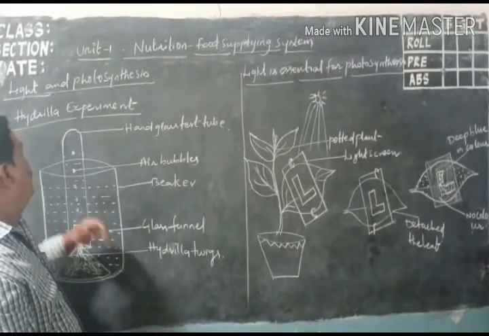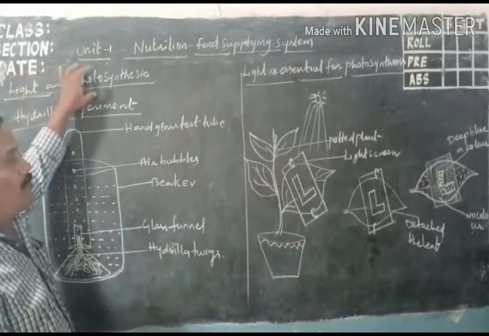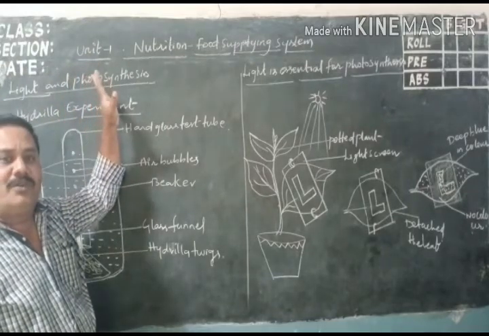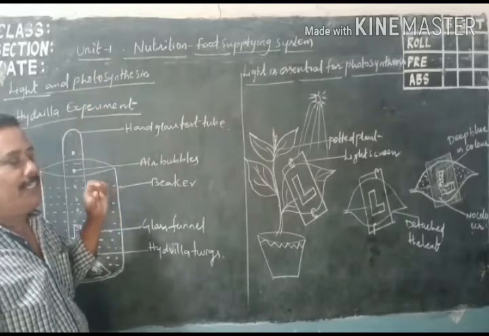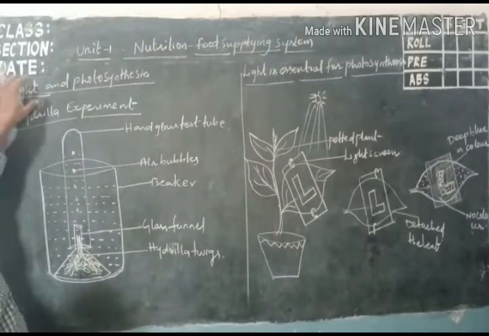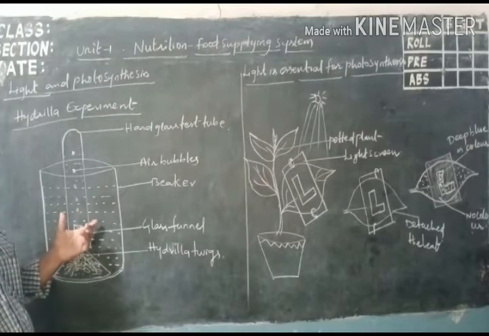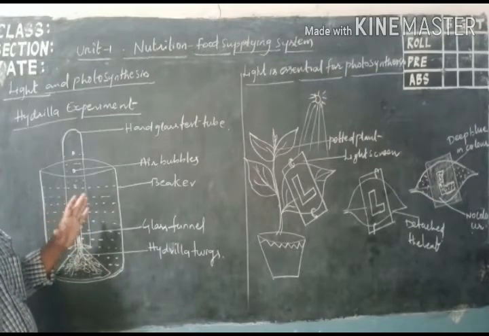Today we learn about light and photosynthesis. In the previous class we learned that CO2 is essential for photosynthesis. Now we learn about light and photosynthesis. All the green plants need light. What light? Everyone knows.